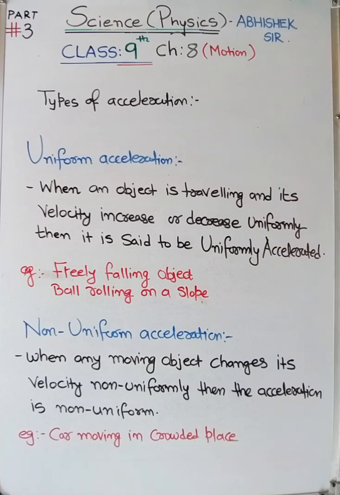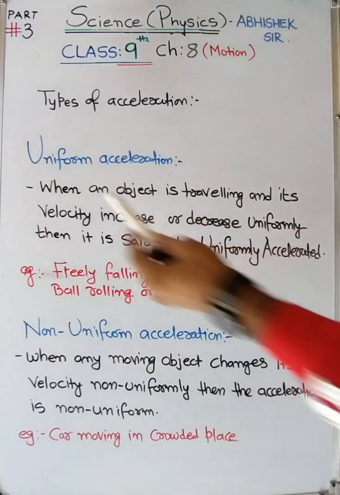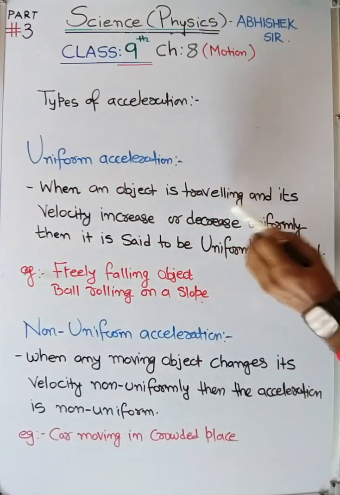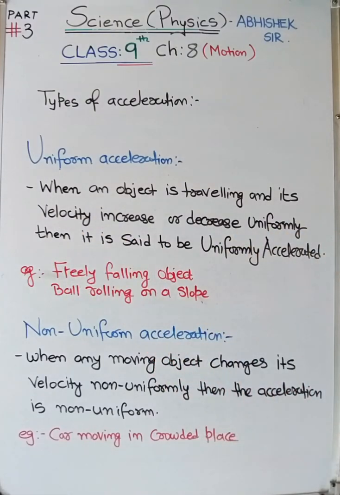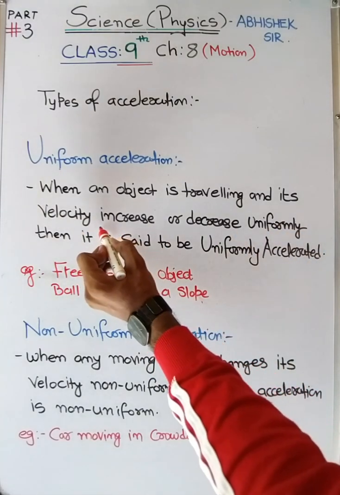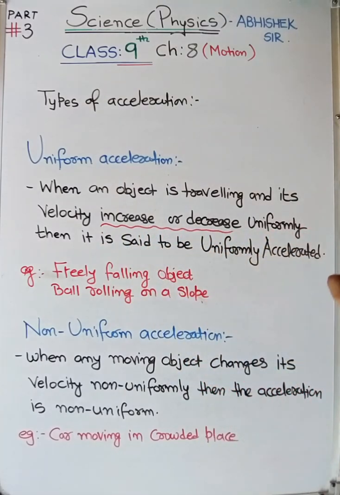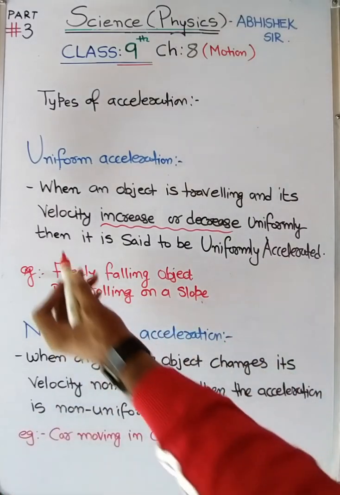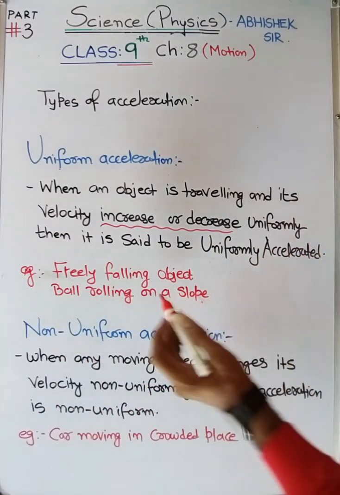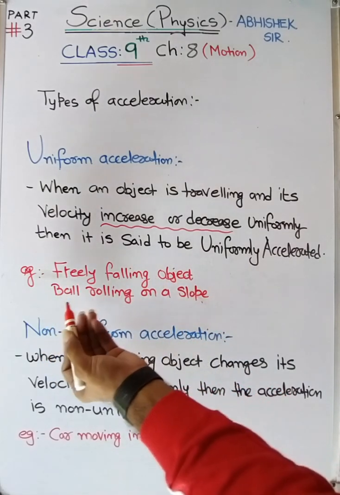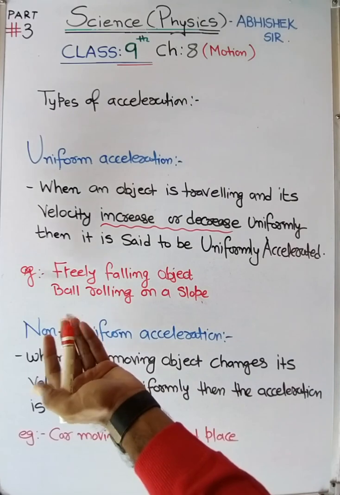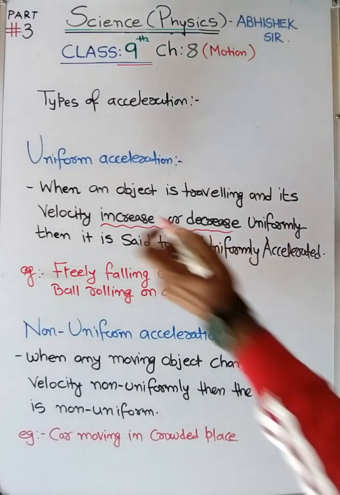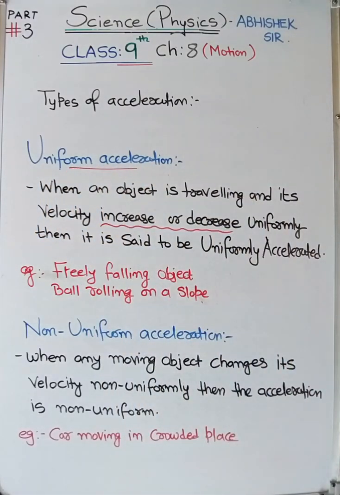Now the first type of acceleration is uniform acceleration. So notice the word uniform. When an object is traveling and its velocity increases or decreases, right? If the velocity is increasing or decreasing uniformly, that means equal velocity increase in equal intervals of time, then it is said to be uniformly accelerated. Example, a freely falling object and a ball rolling on a slope. You can see when a ball rolls on a slope, the velocity increases or decreases uniformly. So the acceleration in that case will be uniform acceleration.